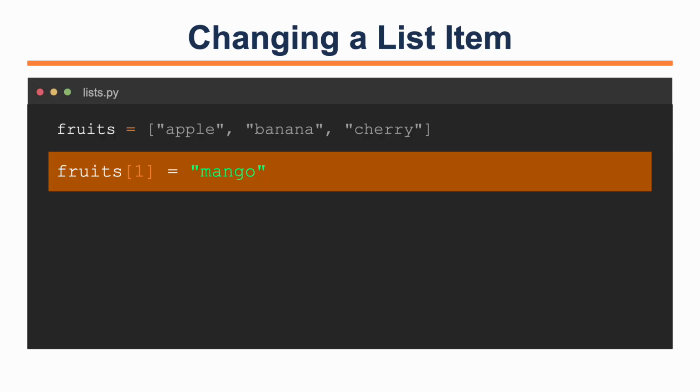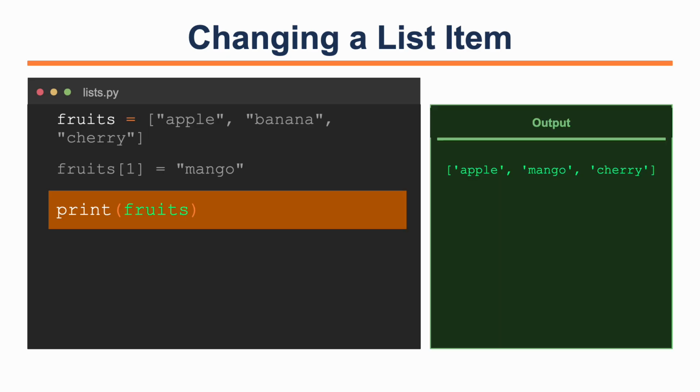To change a specific item in a list, you write the variable name, then the index in square brackets, then the equal sign, then the new value. We are targeting index 1, which is the second item in the list. We are replacing it with the string mango. Printing the fruits list now shows the updated result.